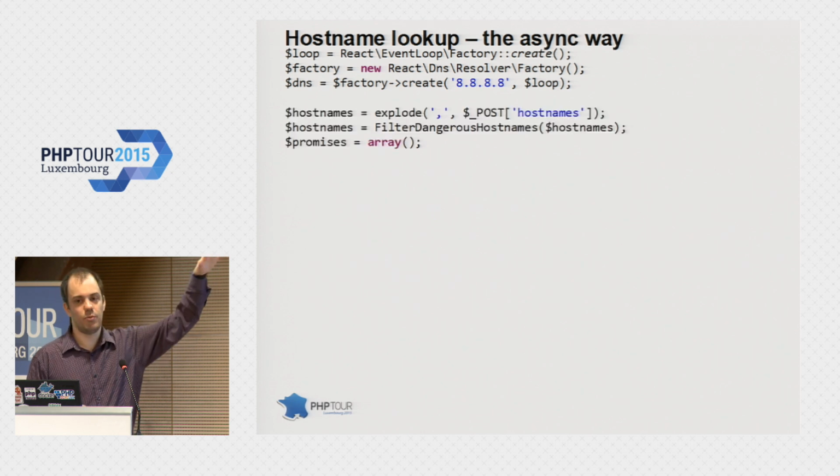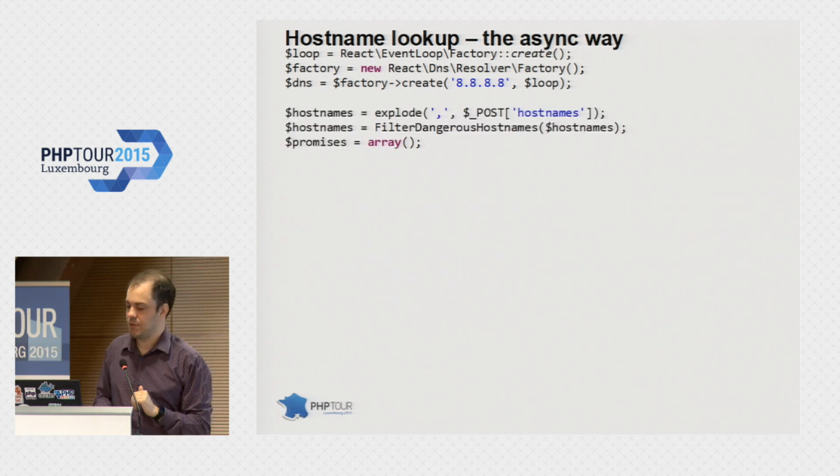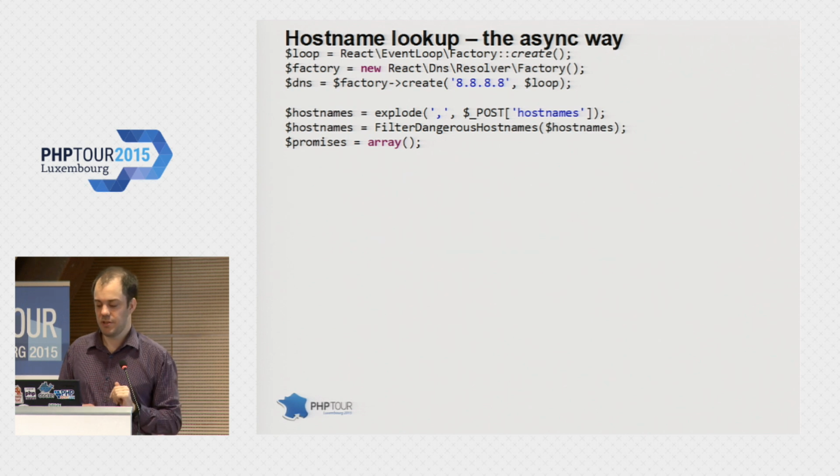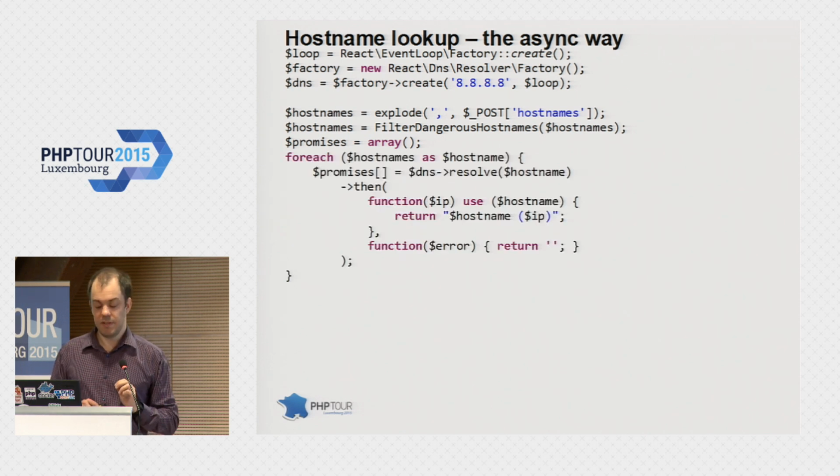And we're going to do the same thing. We're going to explode those commas out and get all those host names. We're still going to loop over them. But in this case, we're going to say, oh, I have that DNS thing here. Please run resolve. This is our deferred, actually, on that host name here. And then, when you're finished, then please run this. In this case, I'm just going to say return host name and the IP.